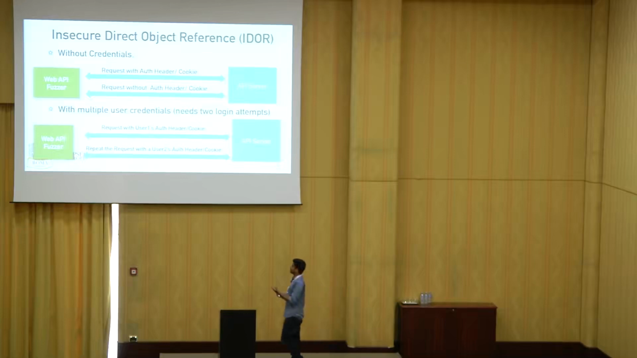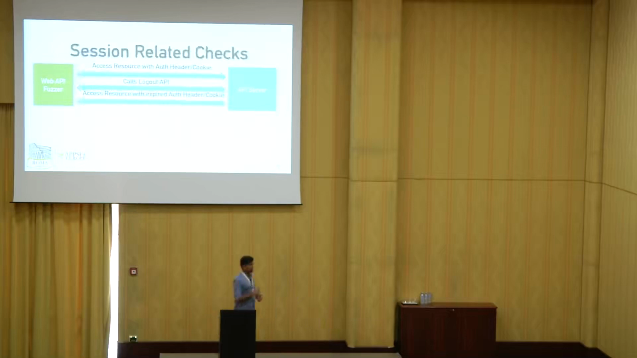That is an insecure direct object reference. Another thing we do is allow you to log in two times while doing the dynamic analysis. That means logging in with the credentials of two different users. We send a request with user 1's auth credential or header, and again we repeat the same thing with user 2's credential or header. If we get the same data, then again that's a kind of insecure direct object reference.